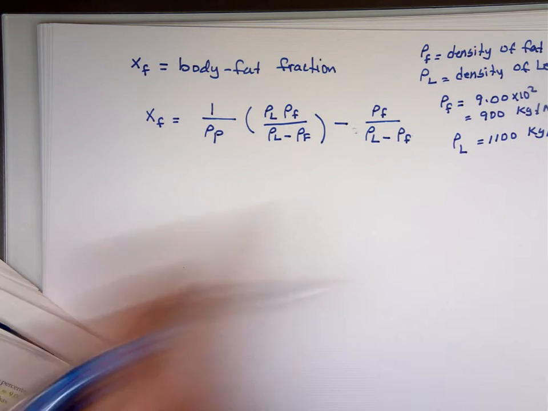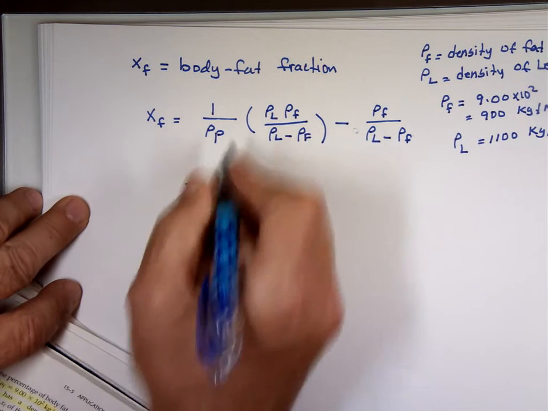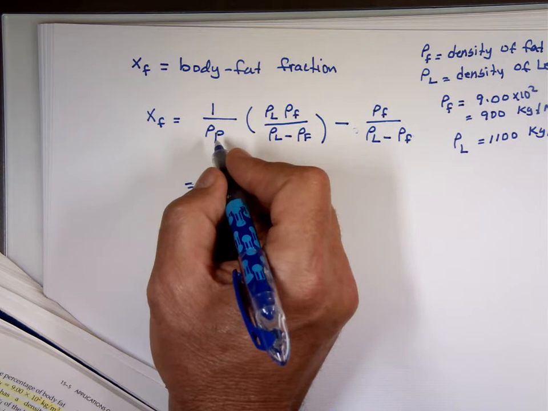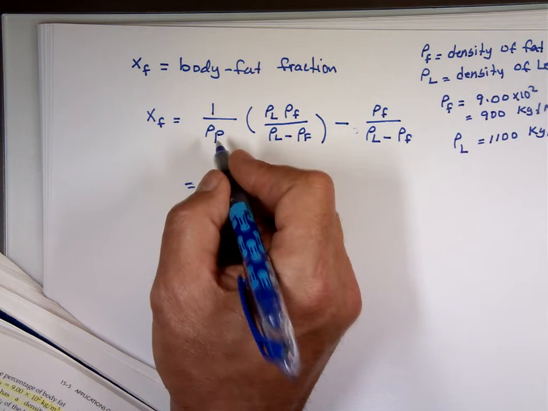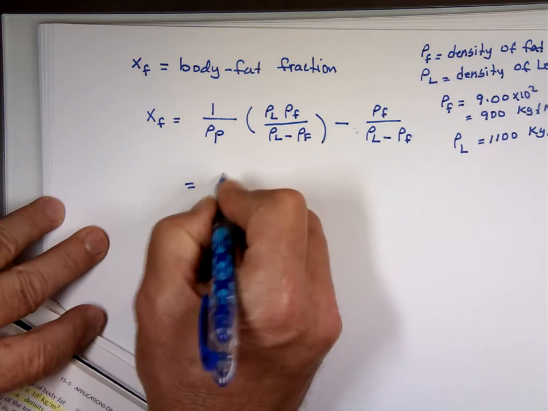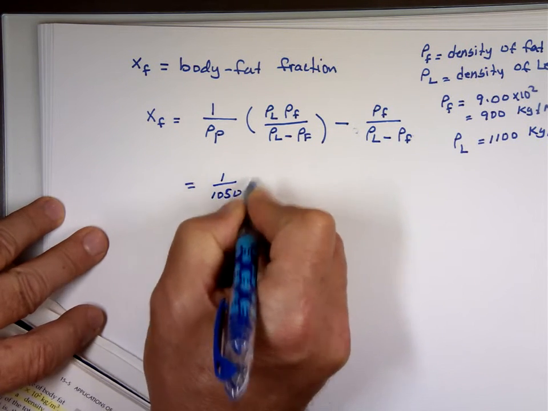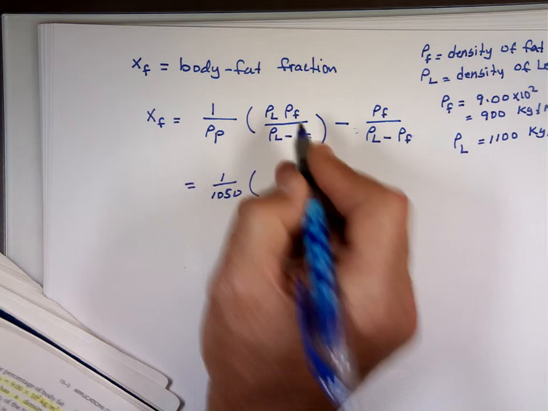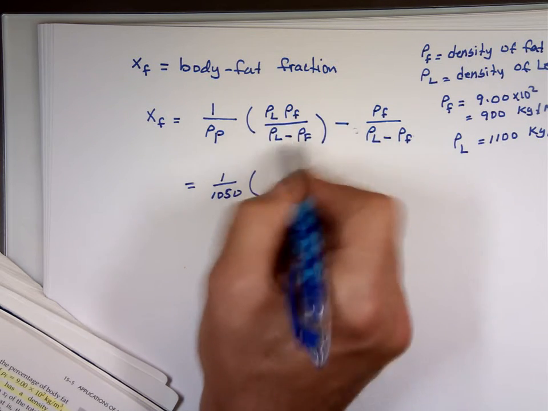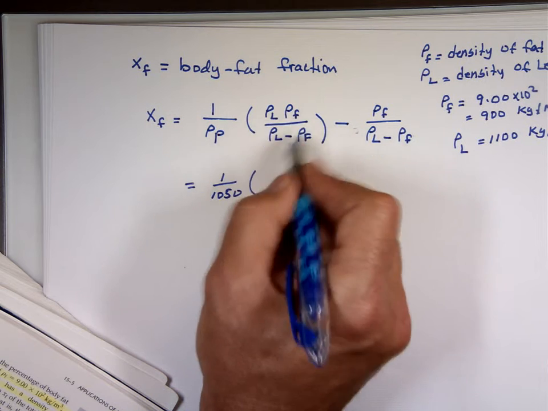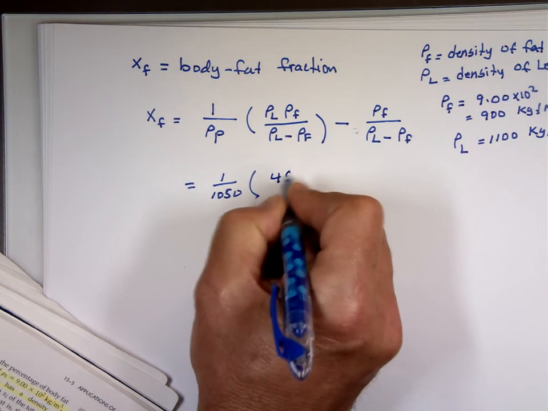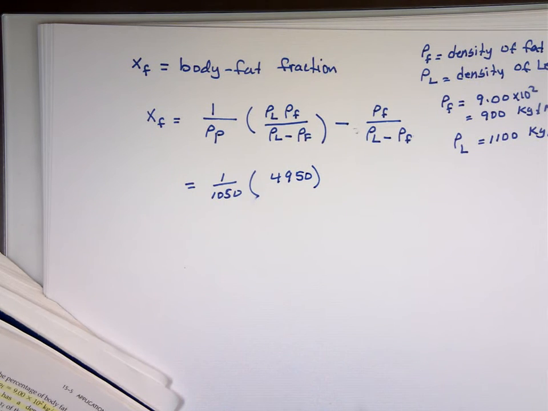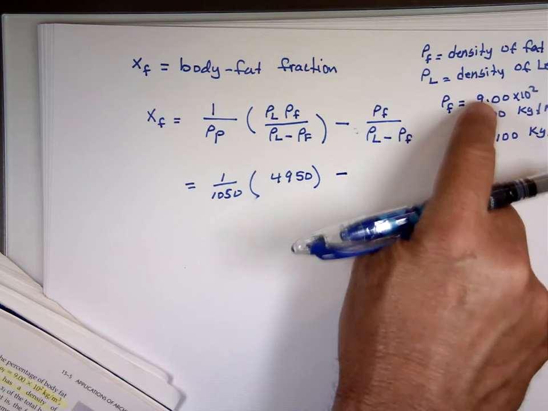So if you plug in the numbers, where do we figure out the person's body fat here? What was it, in that example we just did? 1050? So 1 over 1050 times a number. If you do the math, this number becomes 4950, if you plug in these numbers. Minus, if you plug in these numbers, that's 4.50.